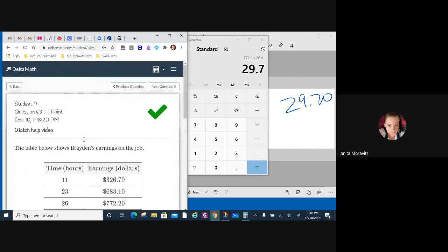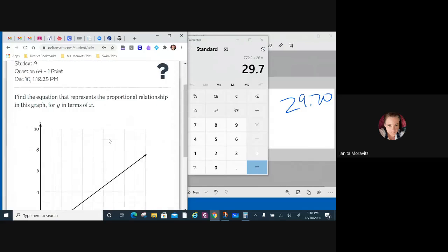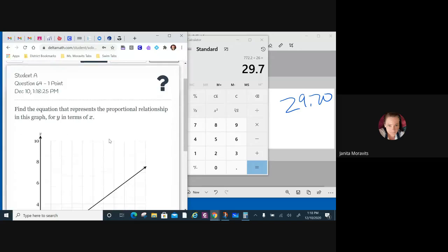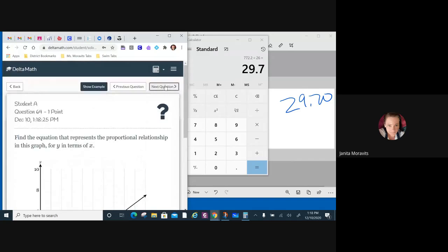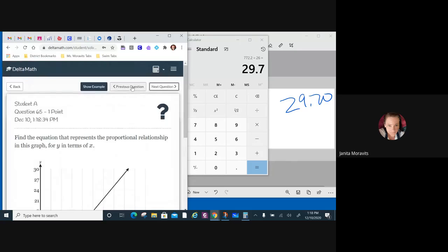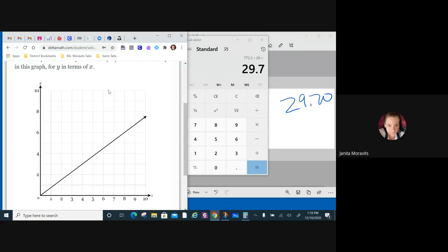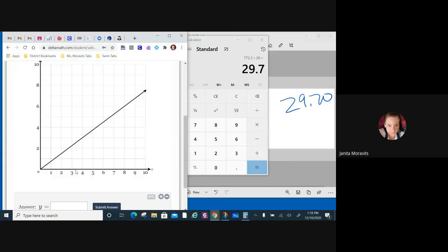All right. Now, you are going to do question 64 and 65 on your own. Remember, if you have questions, there are examples you can look at when you're doing them. All right. After, I think we need to take a look at problem 64. It says, find the equation that represents the proportional relationship for y in terms of x.